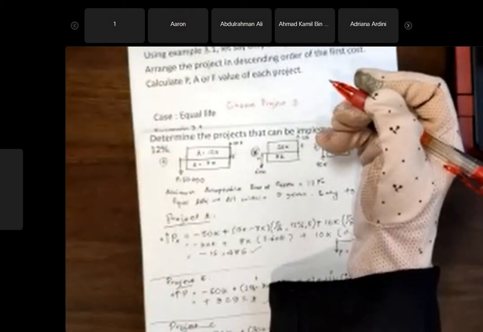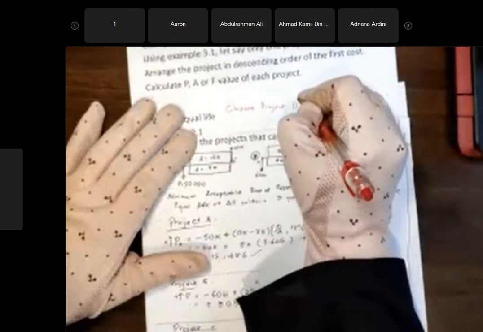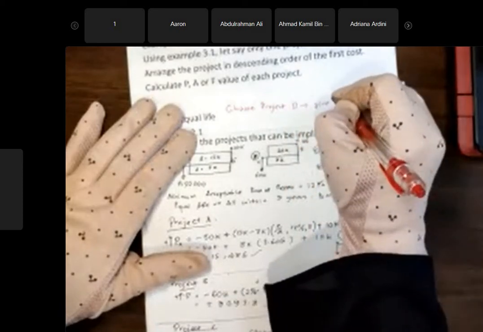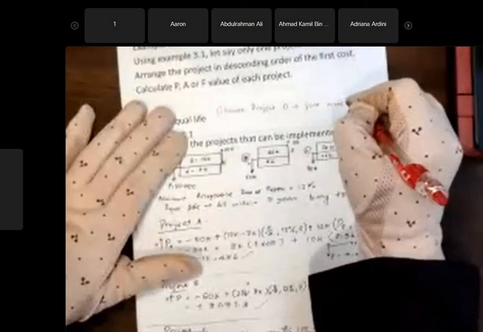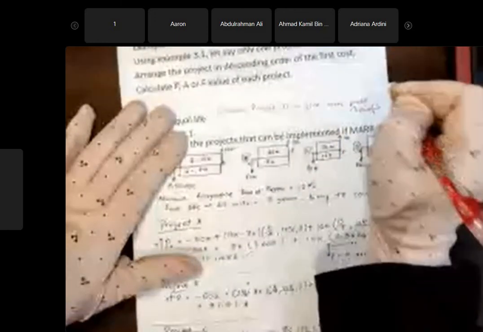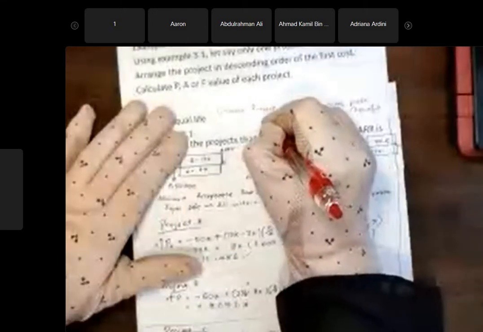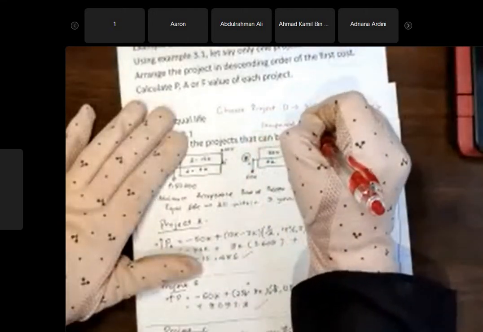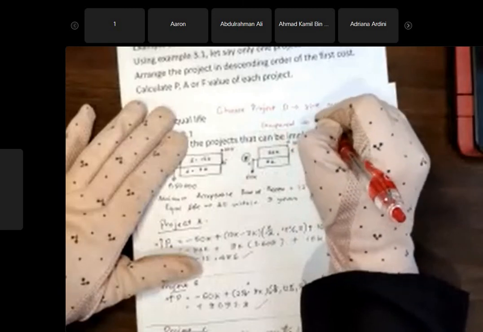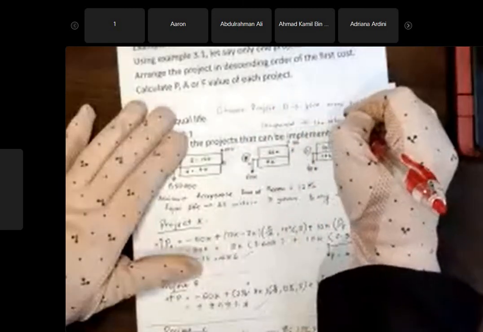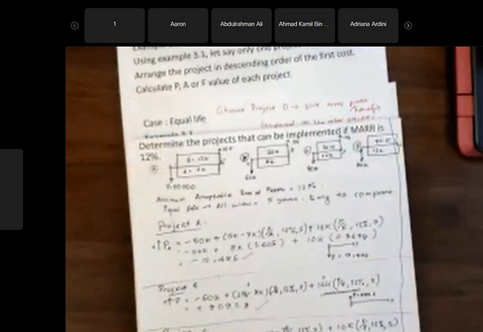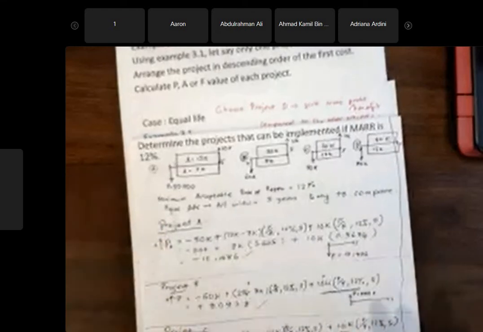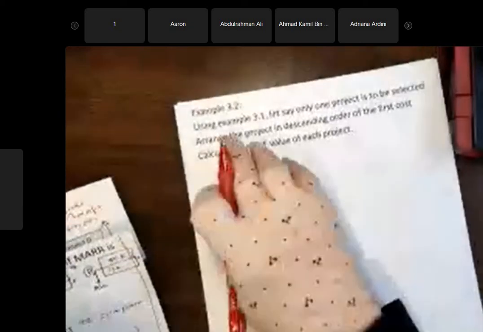So what is the reason? Because it gives more profit or benefit compared to the others. Okay, simple. This one is simple, nothing much. Okay, now we go to this example.